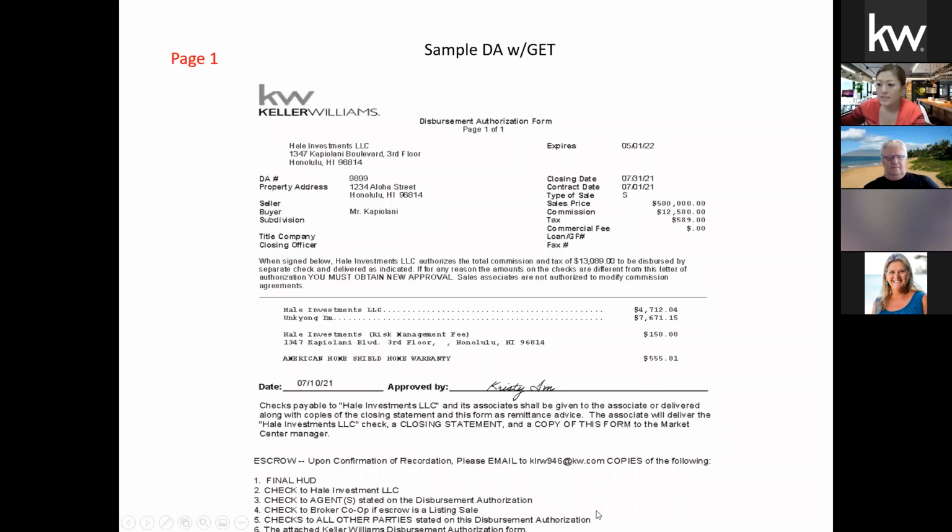Okay, so this DA is a sample DA that includes GET. Typically some transactions will include GET, meaning the buyer or the seller will be paying GET for the particular transaction. When that happens, that just means that GET will be distributed equally to each person's commission amount. So when we receive the GET, it is proportionate to your commission amount.